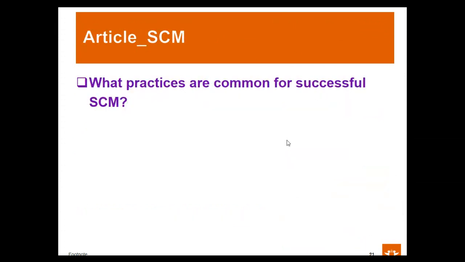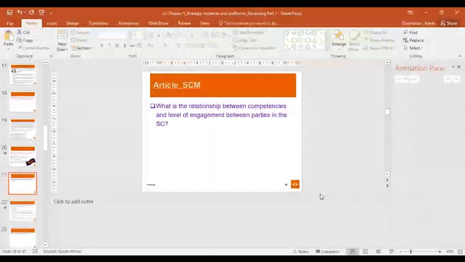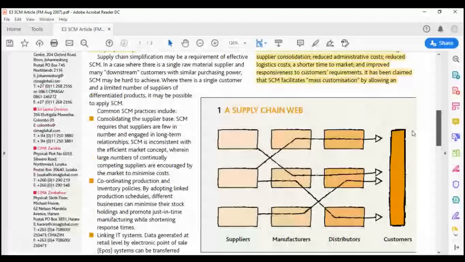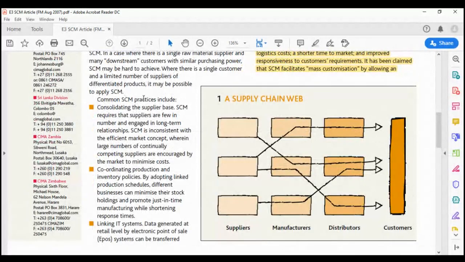So once again, back to the article. The question asks, what practices are common for a successful supply chain management system? If we go and look, they list them here. So it is common supply chain management practices to include the consolidating of the supplier base, where you engage in long-term relationships with your customers.